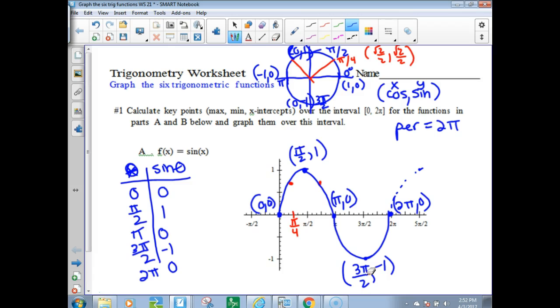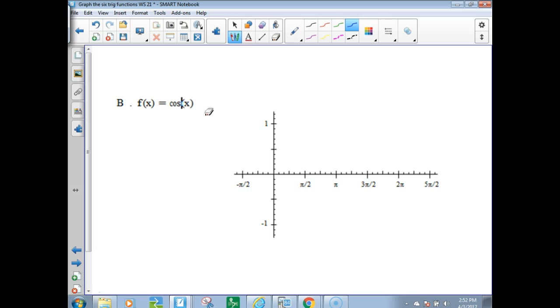So cosine is going to be similar, but a little bit different. Can we go over to cosine now? Okay, we're going to graph the cosine. The period, what do you think it's going to be? Sine and cosine, very, very similar. It's going to be the same period. It's going to take 2 pi units to go around the unit circle, okay? And it's going to change over that period.